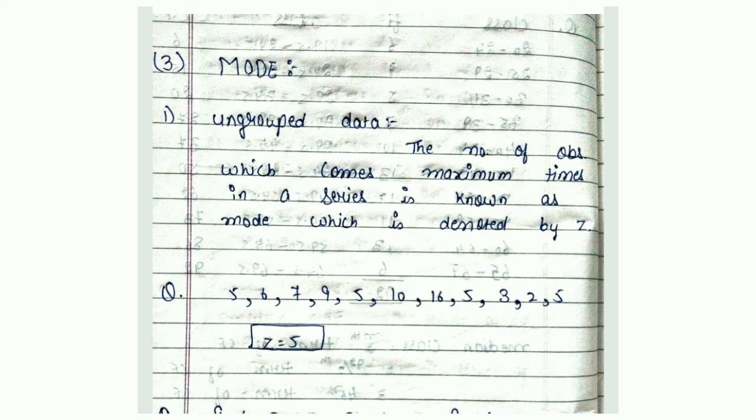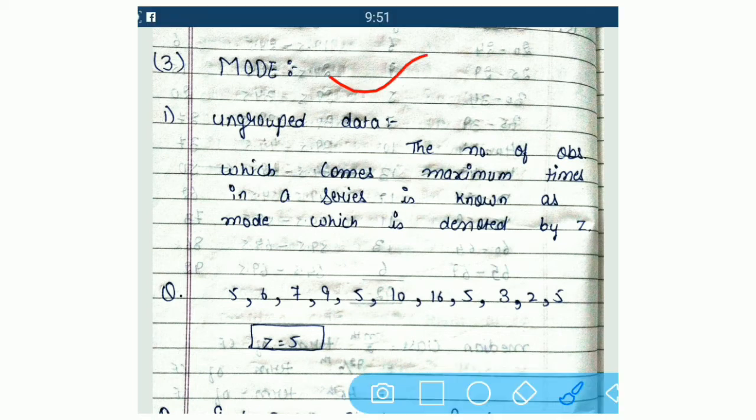Now, as we have started with chapter number 2, measures of central tendency, in that we are going to start with the new topic, that is mode. Mode is again an average, but this mode is denoted by Z. We have learned the other averages also, which are known as mean and median. Mean is the average of the given values. Median is the mid value after arranging them in descending order. And now we are going with the mode.